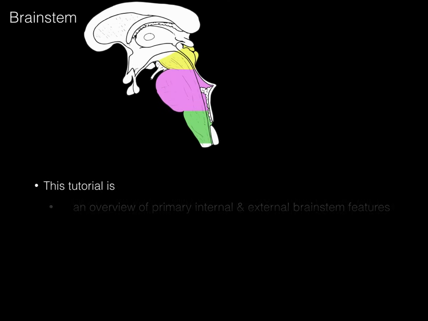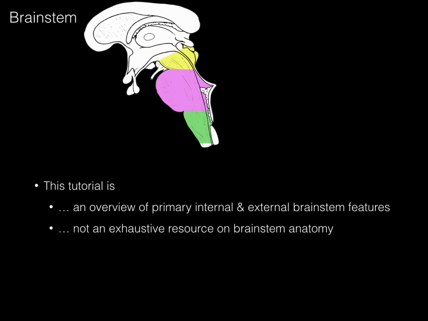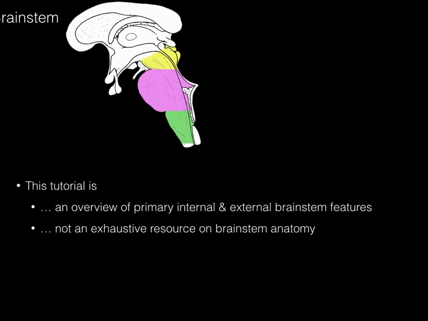So this tutorial is an overview of primary internal and external brainstem features, but it's not an exhaustive resource on brainstem anatomy. This is meant to be an overview of internal and external features, the major ones and their functions. So let's talk about midbrain first.